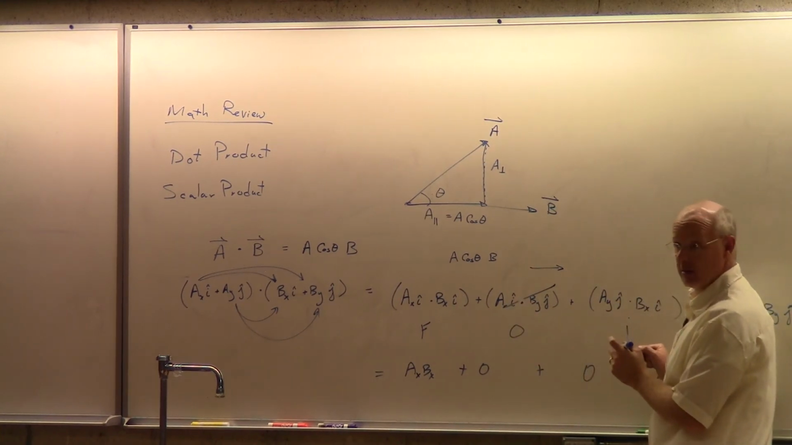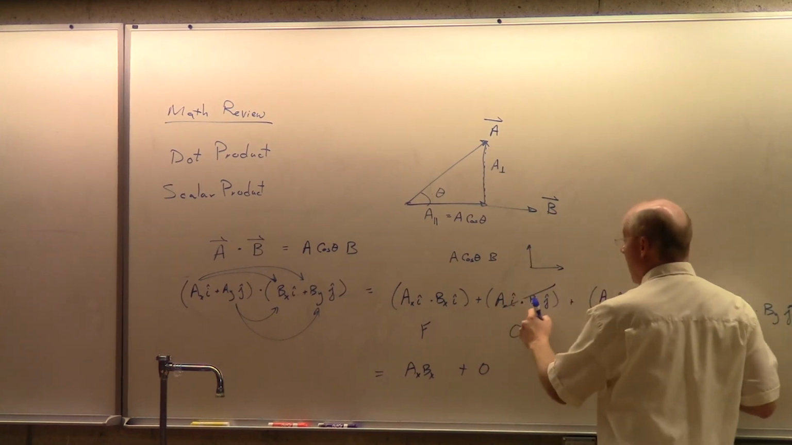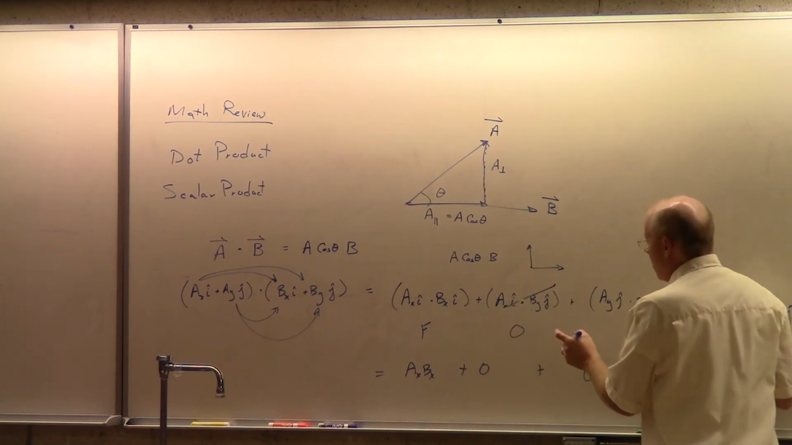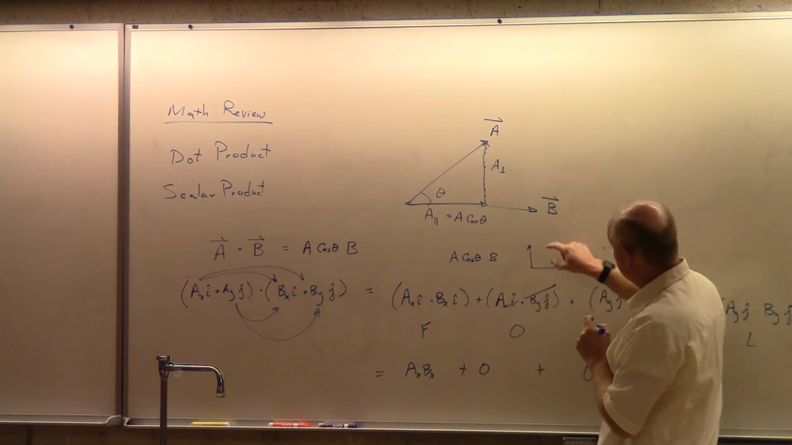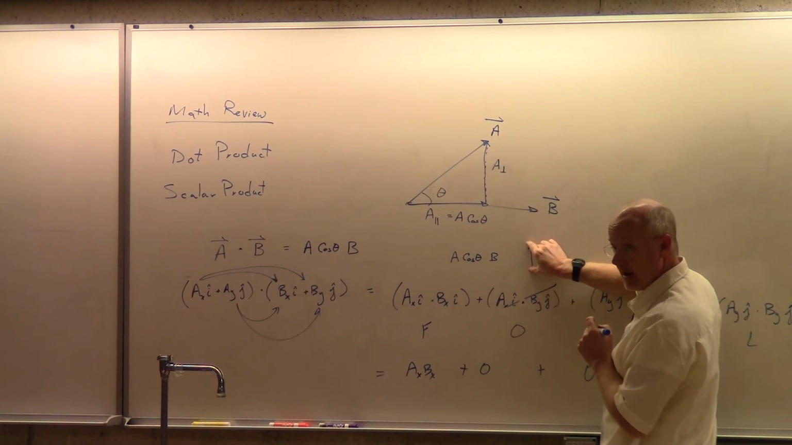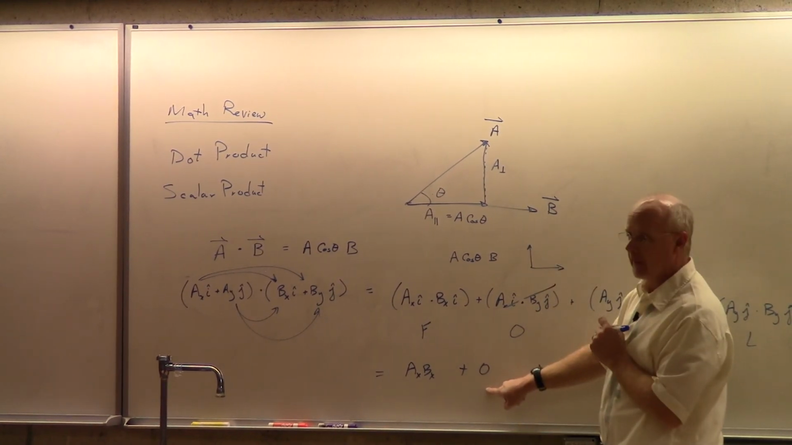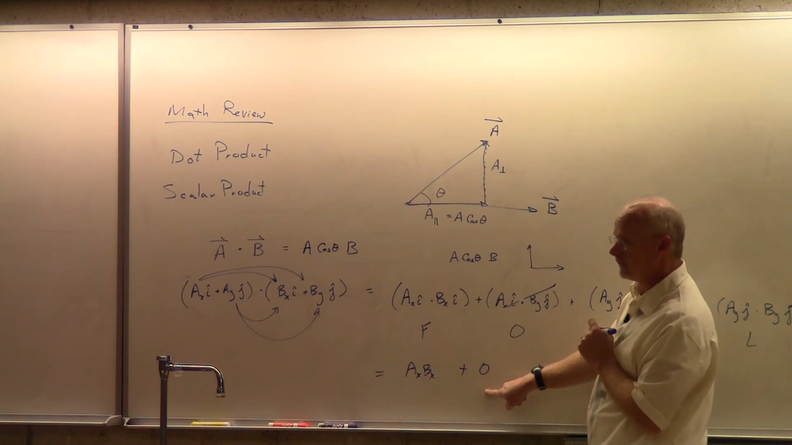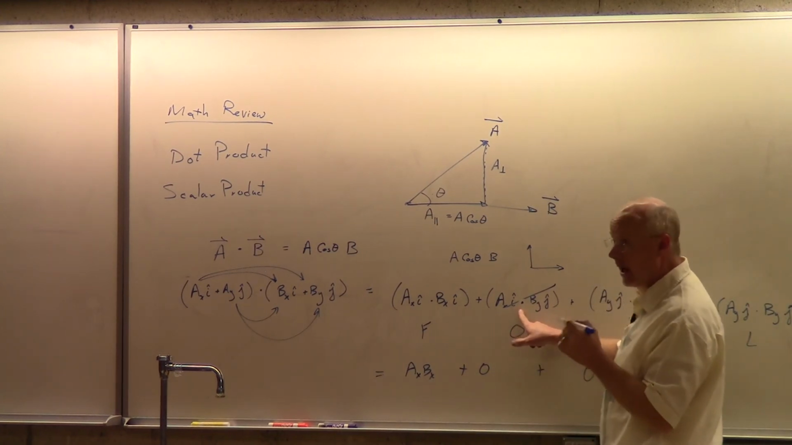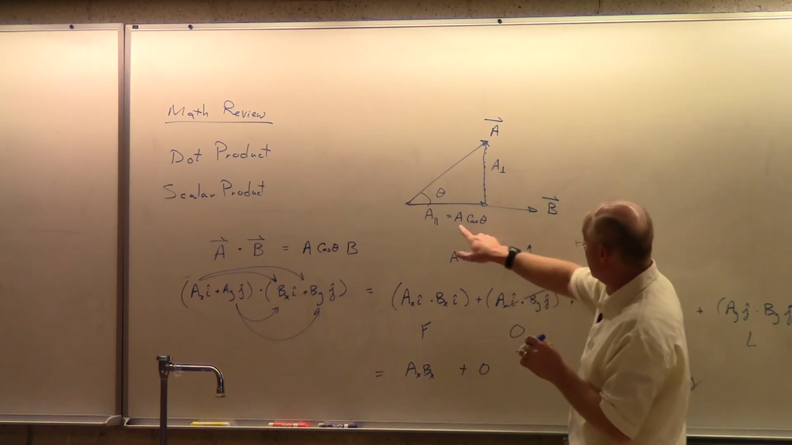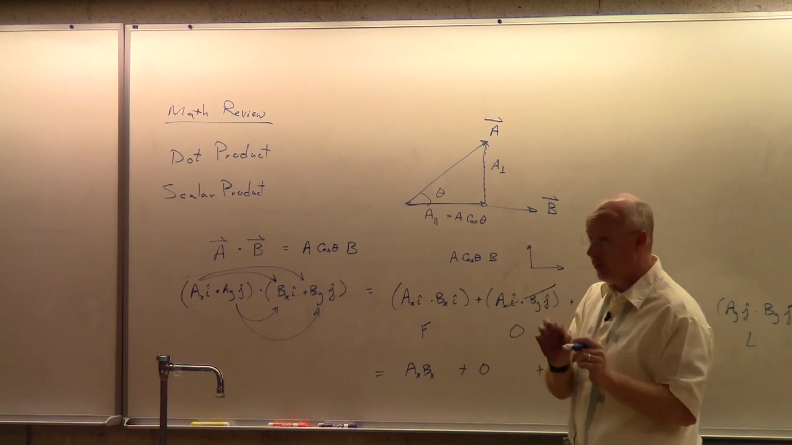That's what you were saying. And then this is the y direction. So how much of this one is in the same direction as that one? None. 0. And so that's what's meant here by the dot product. How much of one is in the same direction? How much of one is projected onto the other?